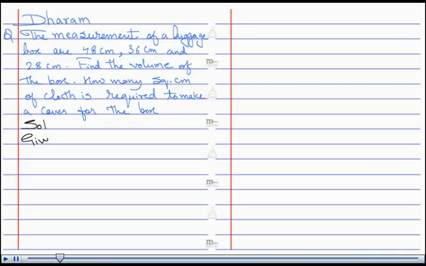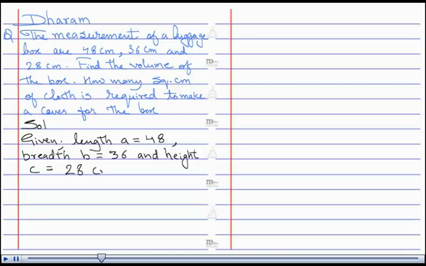Given the length A is equal to 48, breadth B is equal to 36 and height C is equal to 28 centimeters.